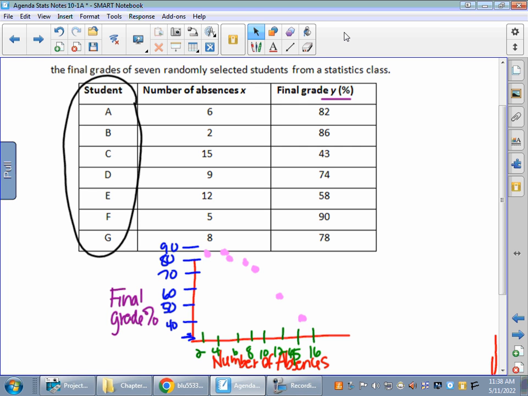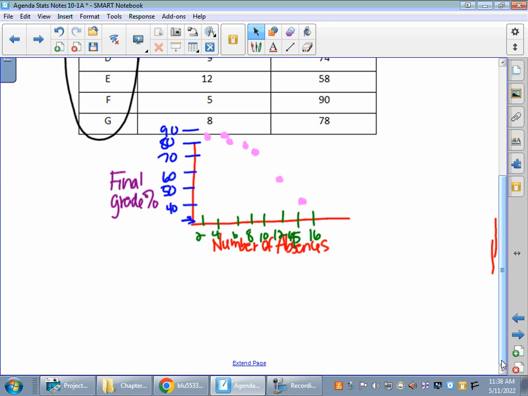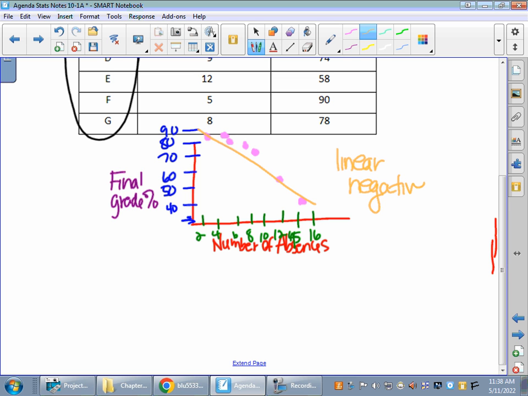So as far as our graph looks here, do you see any kind of correlation? Is there a relationship between the number of absences and the final grade? Well, it definitely, to me, looks like we've got some kind of linear negative relationship. So I'm going to ask you to do some of that in the assignment.